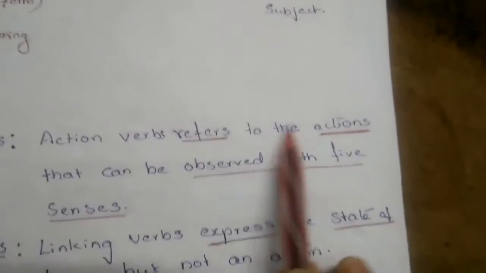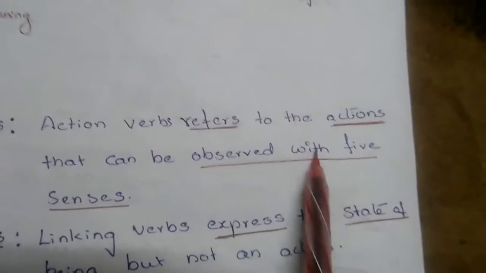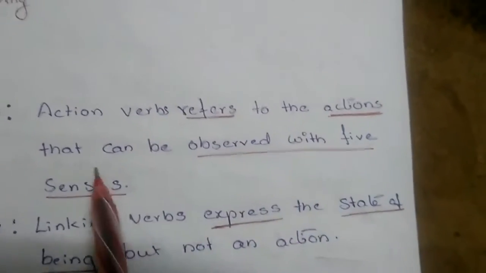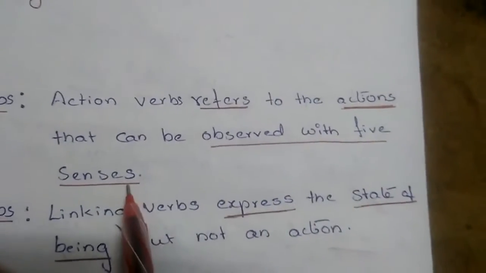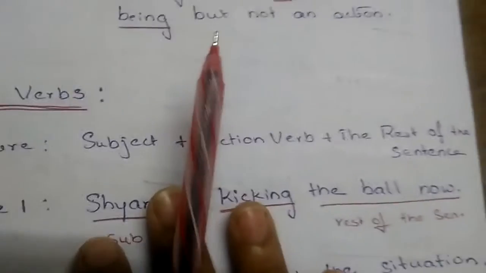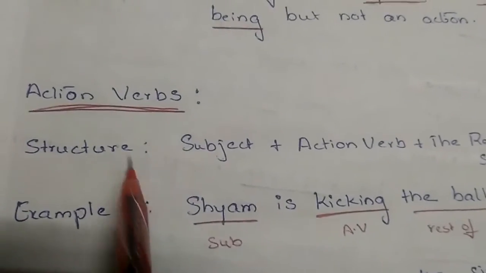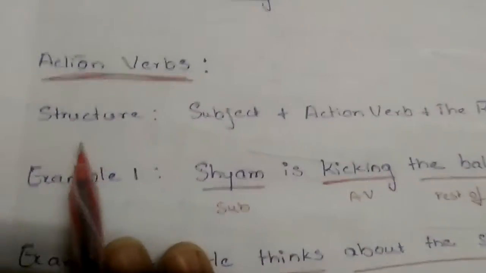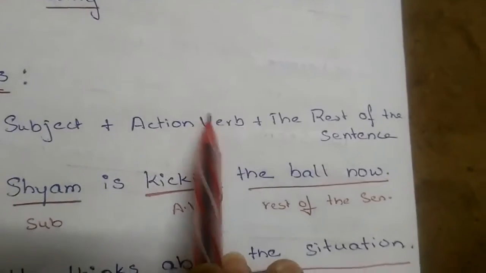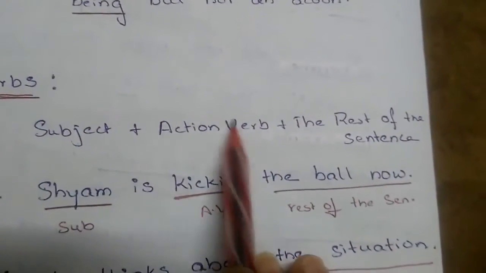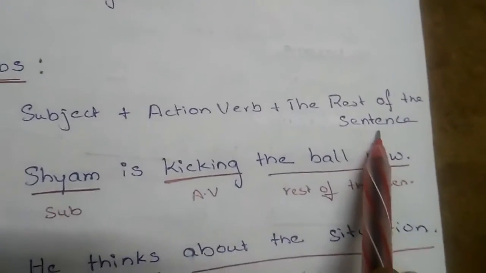Action verbs refer to the actions that can be observed with five senses. Take an example here. First, we see the structure of the sentence with an action verb. The structure of the sentence with an action verb is like this: subject plus action verb plus the rest of the sentence.